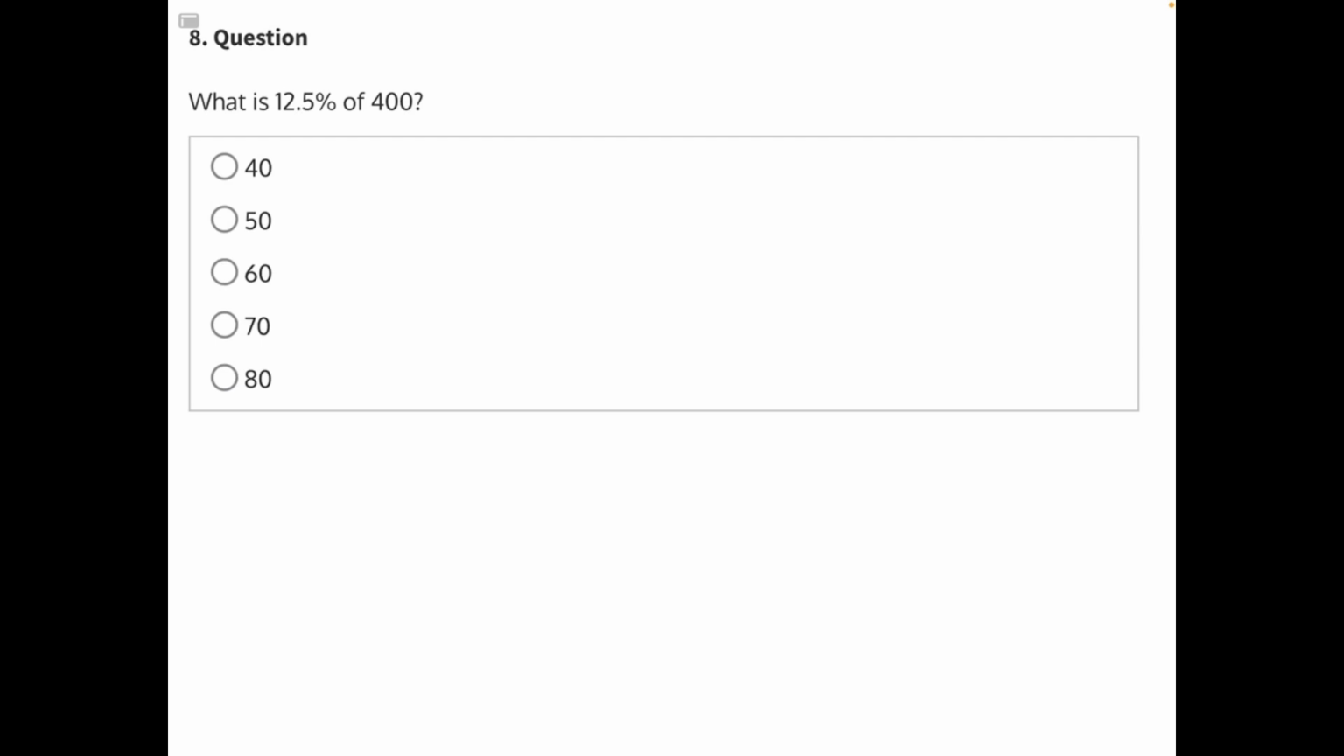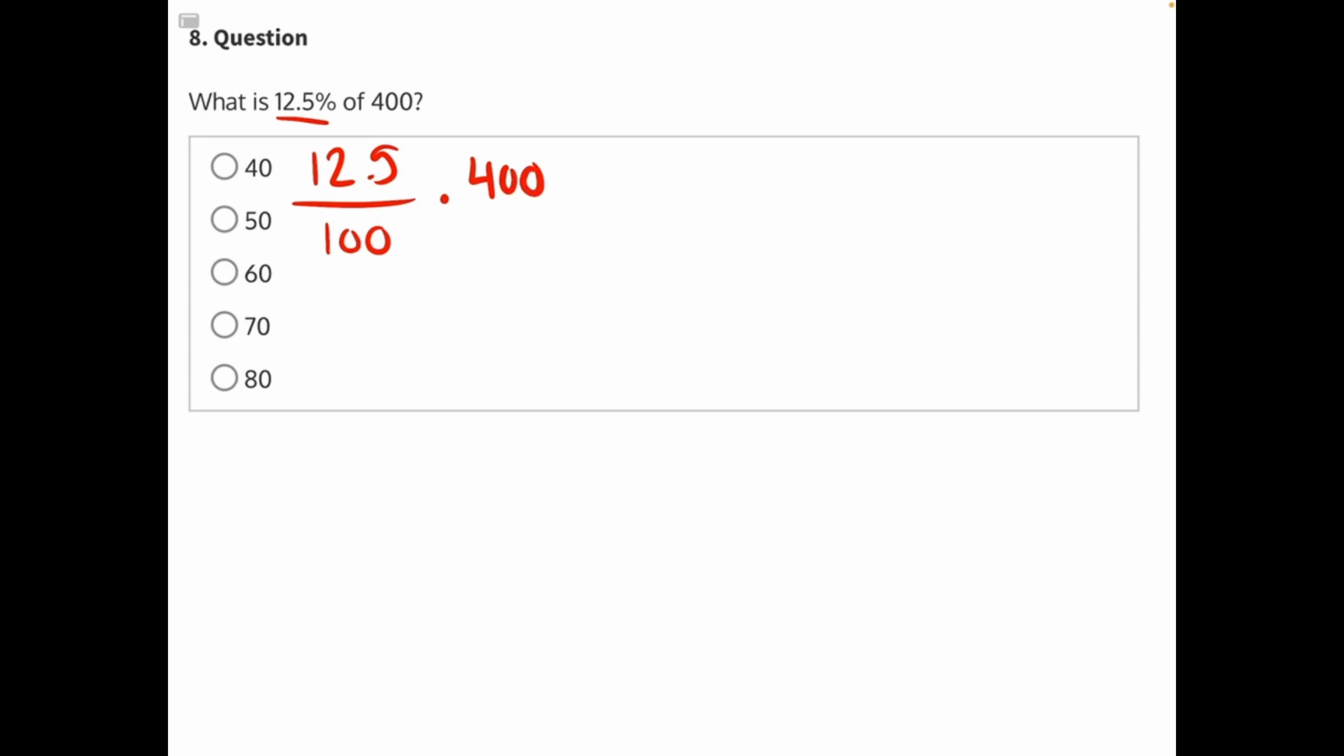What is 12.5% of 400? There are several different ways we could go about doing this problem. One way is to write 12.5% as a fraction as is, 12.5 divided by 100, and multiply that by 400.